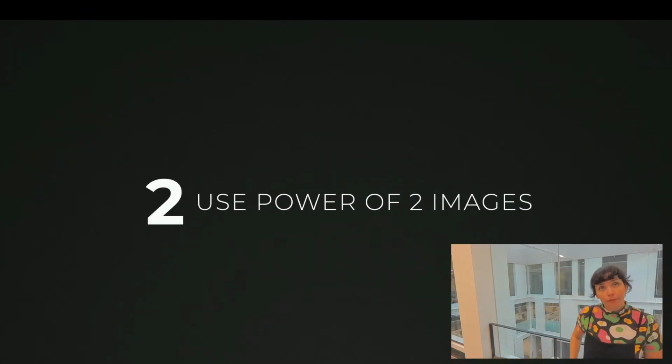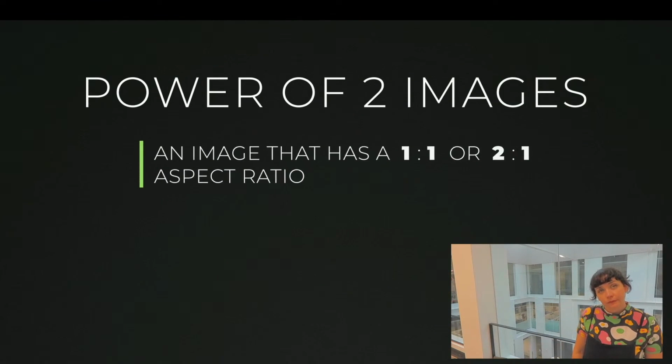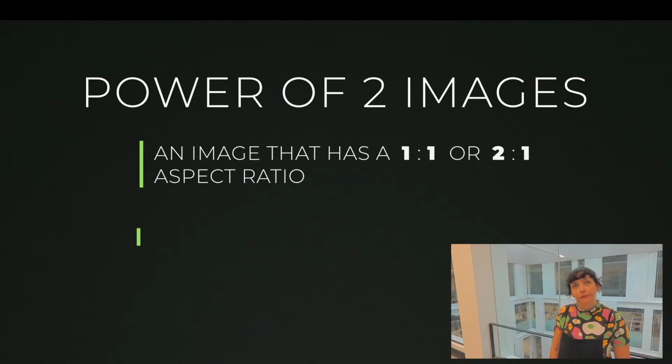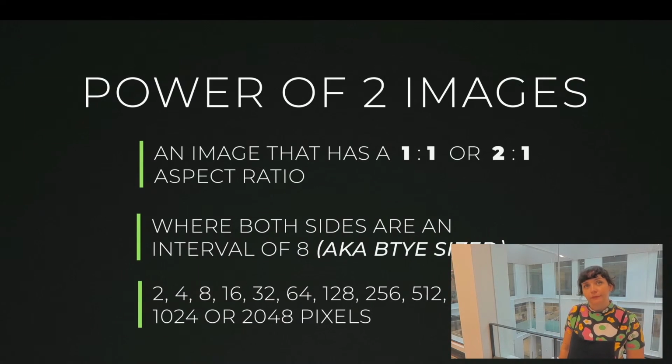Due to the way computers and graphics cards process data, it's often a good idea to use power of 2 images. A power of 2 image is one that has an aspect ratio of 1:1 or 2:1, where the sides are either a multiple of 2 or 8. These are some common power of 2 image dimensions. Although this is becoming less of an issue with modern technologies, it's still a good optimization technique at the moment.